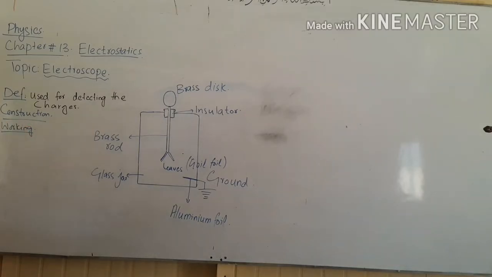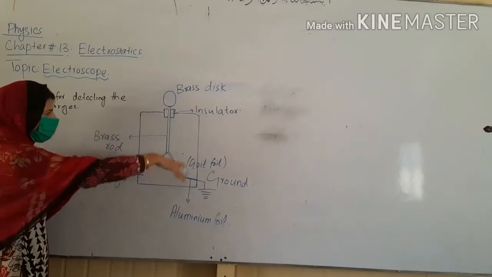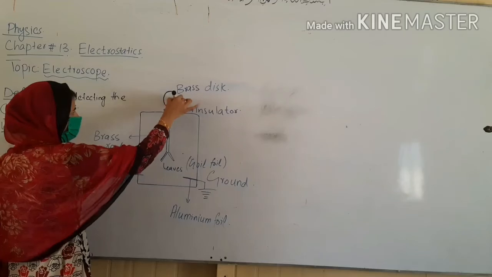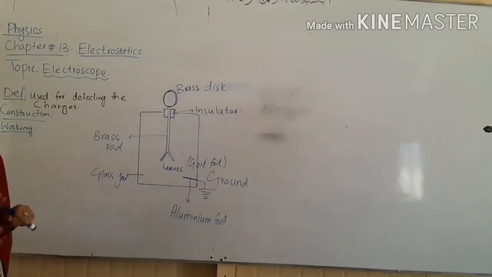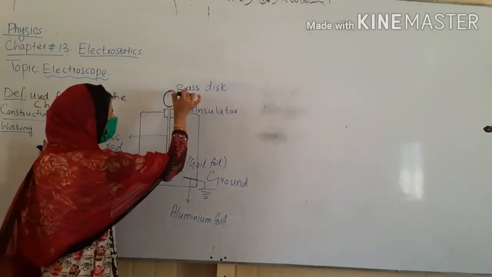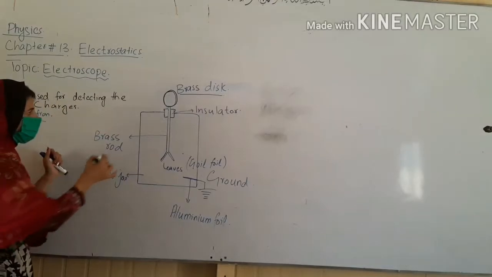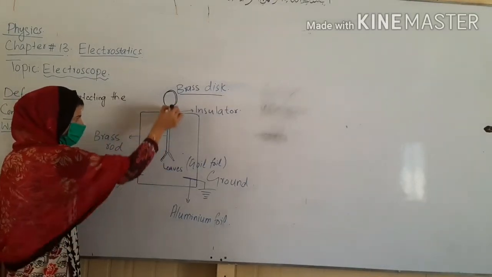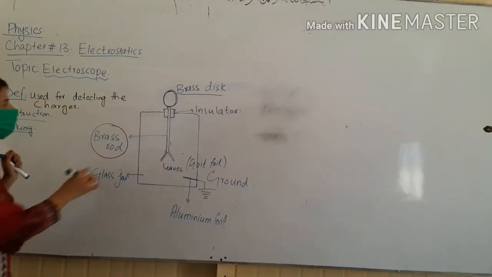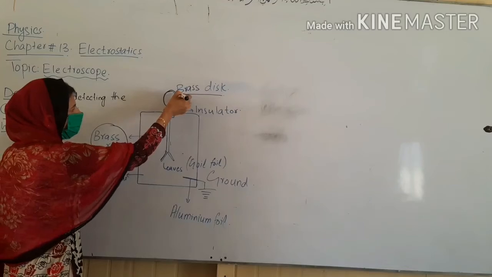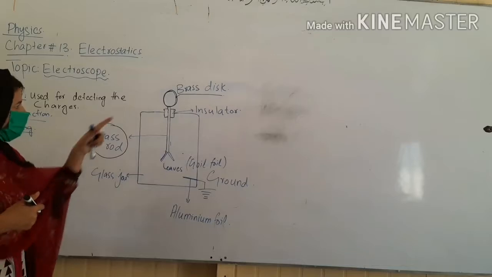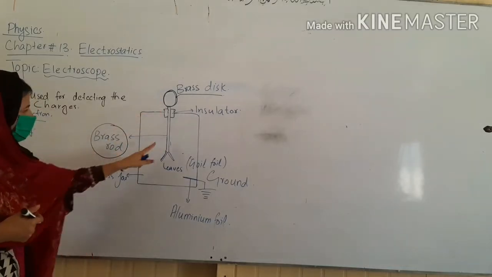Now, about the construction, here the structure of the electroscope is in front of you. This circular disc is called the brass disc. Brass is a material that is a combination of two metals. The two rods connected with it are also called brass rods. Is it clear? These metal parts transfer the charges from the brass disc towards the brass rods.